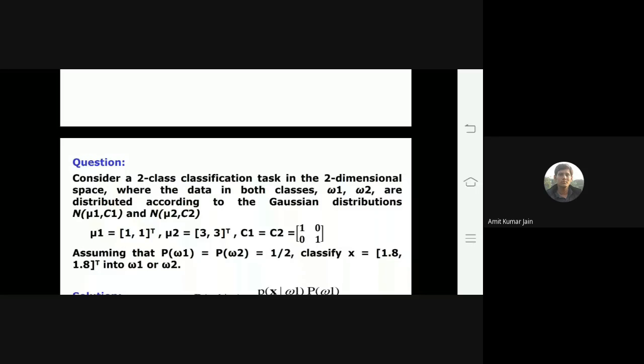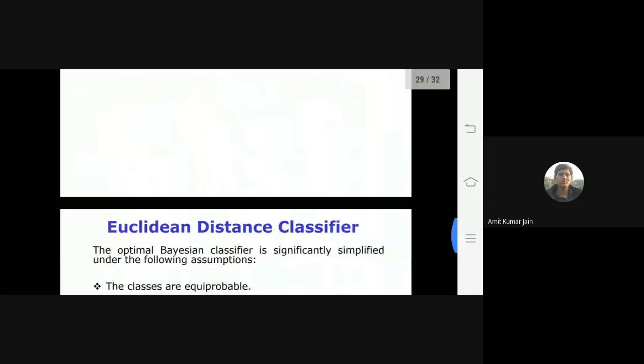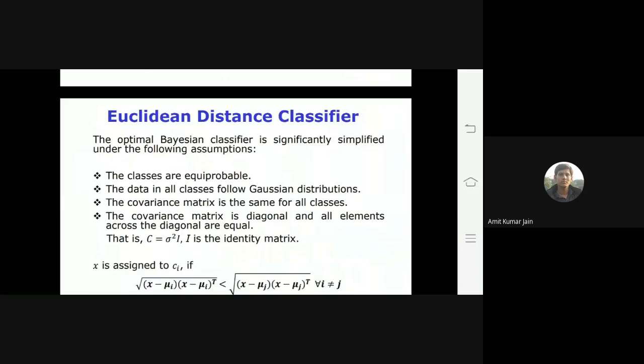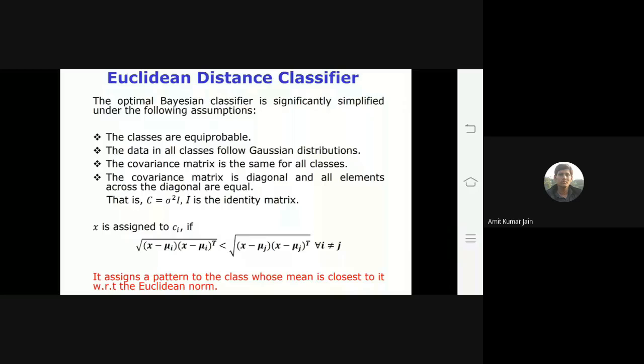One feature vector, sorry, one mean vector is 1, 1 and the other is 3, 3. So which one? If you calculate the distance between this x and mu 1, x and mu 2, which will be the closer one? Of course, the distance between this vector x and mu 1 is closer, because you can see the difference 1 to 1.8. Here it is 1.8 to 3. So by looking at the problem, I can easily tell the class level directly. So this is the importance of this Euclidean distance Bayesian classifier, which is nothing but a simplified version of the Bayesian classifier.